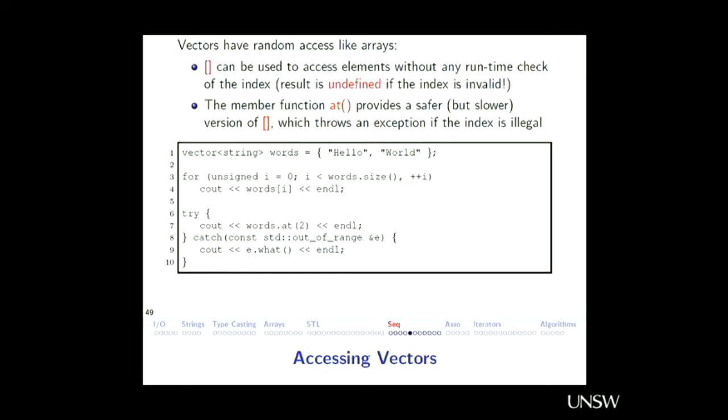Okay? The at function does the same thing as indexing using the square brackets, but it's safer. It's slower but safer because it throws an exception. So you might have try catch. If you're coming from Java, you should know about try and catch already. Okay. But you've got words here, hello world. You've got 0 and 1 index. If you try to say word at position 2, it throws an out of range exception. You can catch that. Okay.